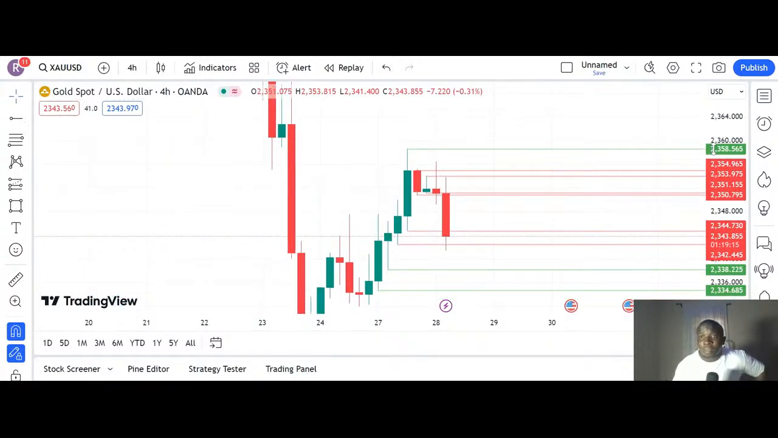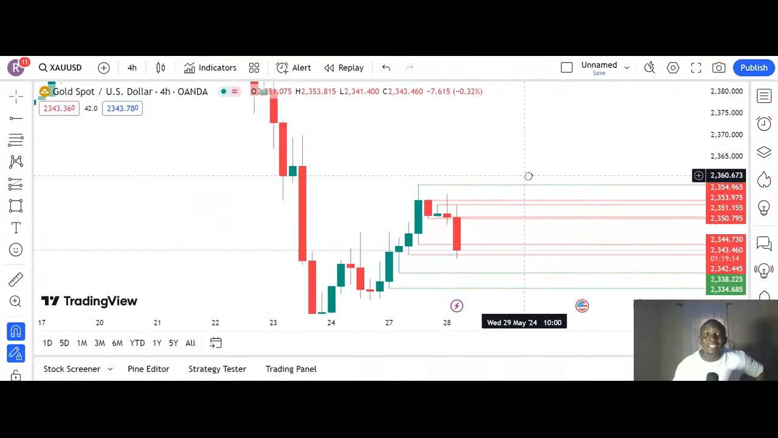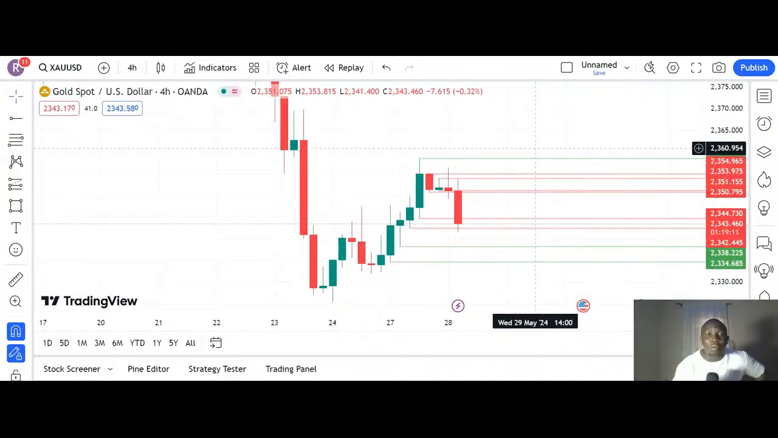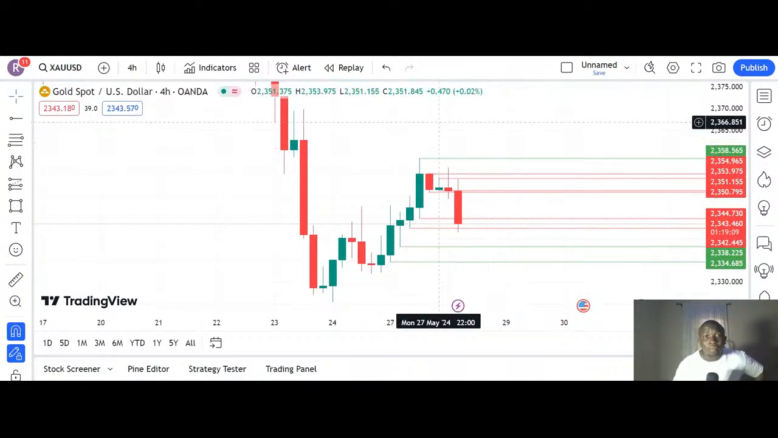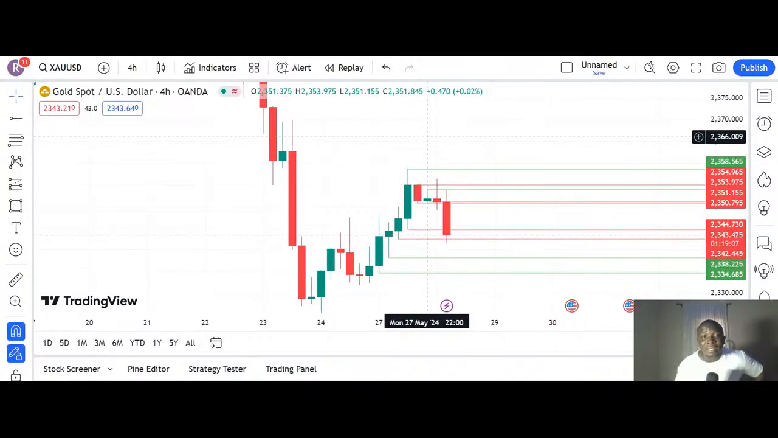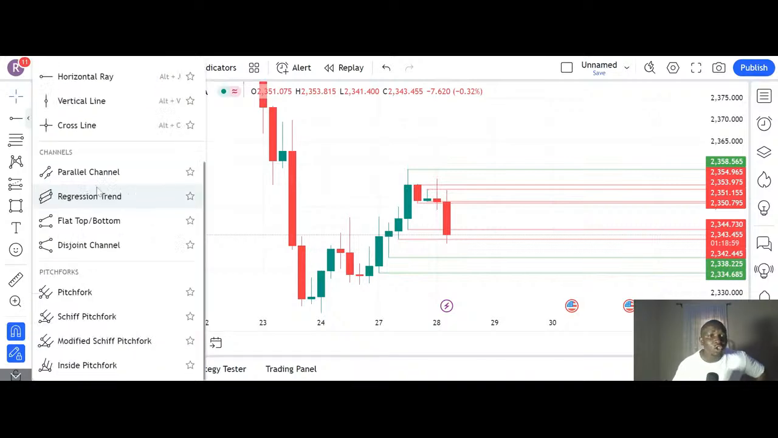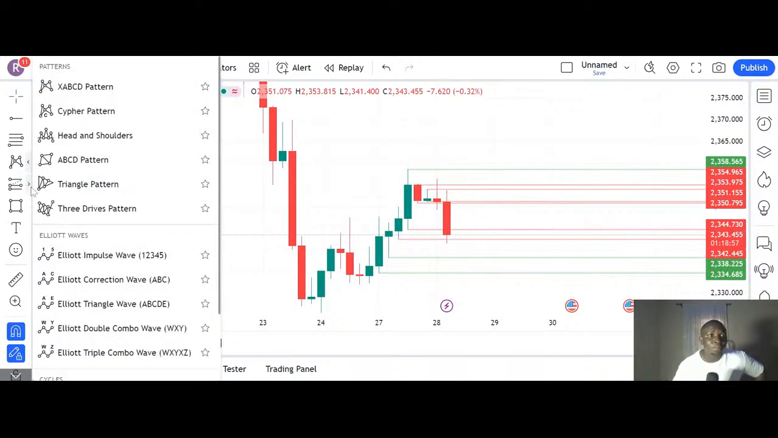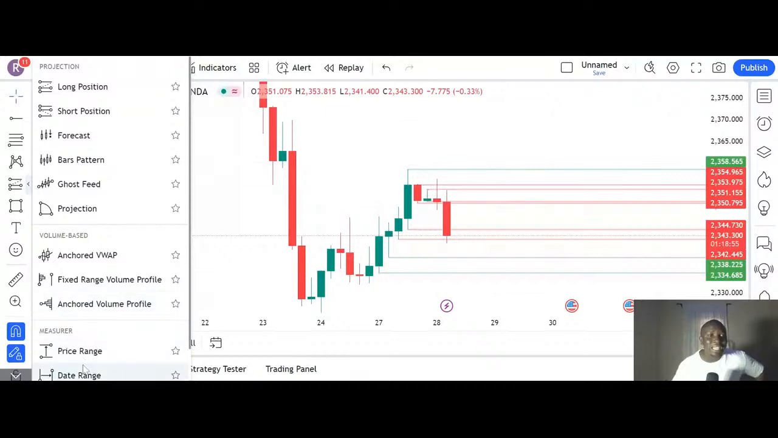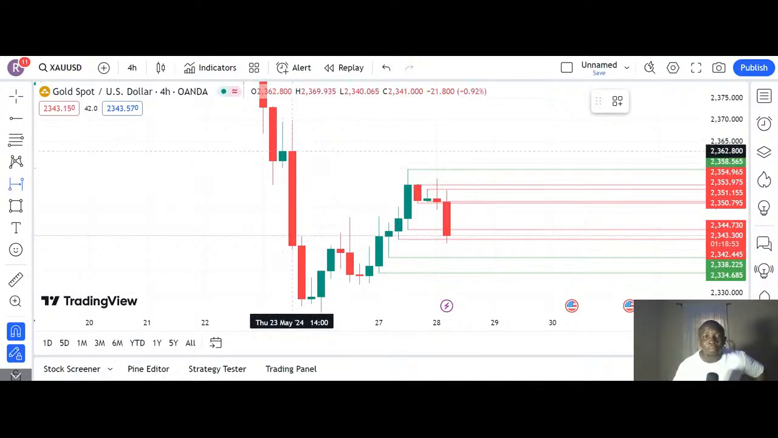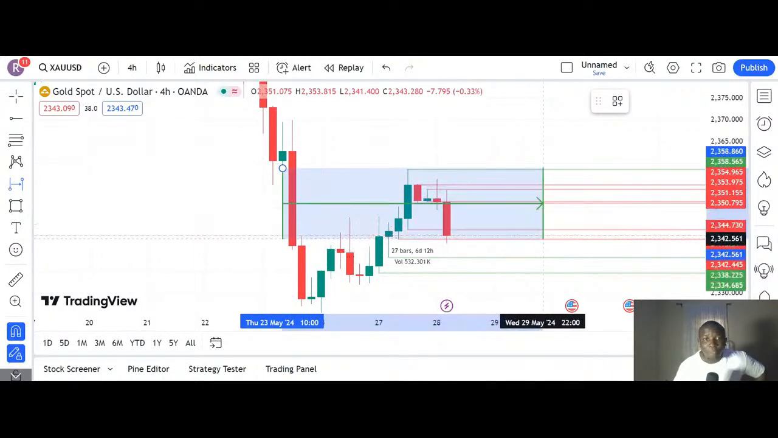So today's analysis, I want to grab it out together with a fair value gap. If you don't know what a fair value gap means, I've explained that in my previous video, so you can go ahead and check it. I like to use my date range to mark out the distance between my fair value gap, which was this fair value gap here.